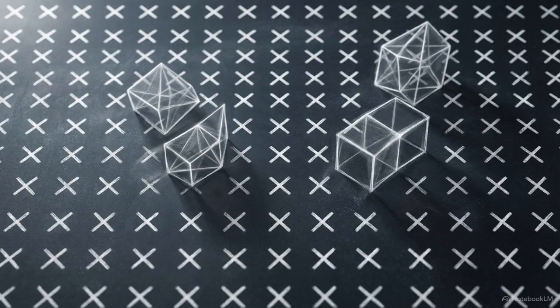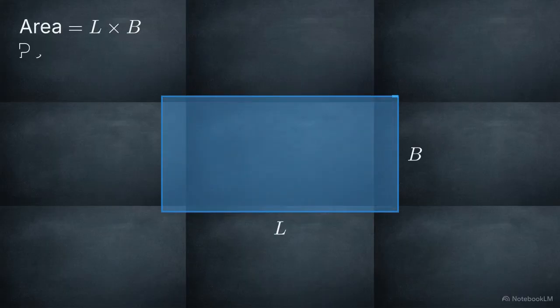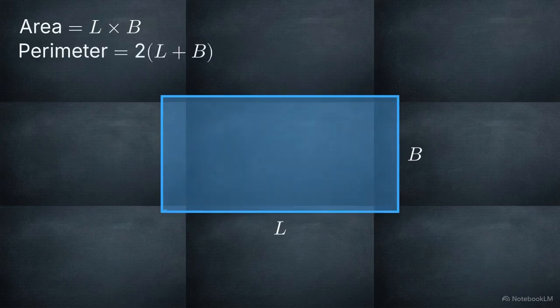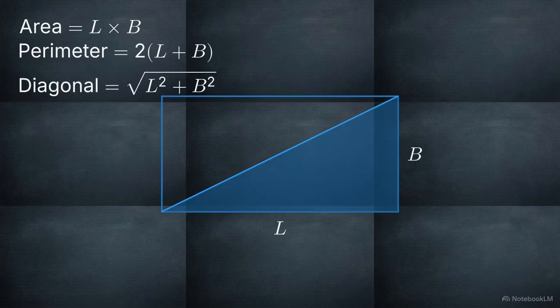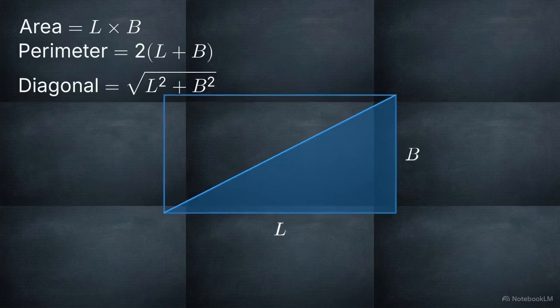Geometry is a multiplicative system. As we expand the dimensions of a shape, the math scales accordingly. A rectangle's area is length times breadth. Perimeter is 2 times (L plus B). A diagonal slice creates a right-angled triangle. This interior diagonal length uses the Pythagorean theorem, the square root of L squared plus B squared.